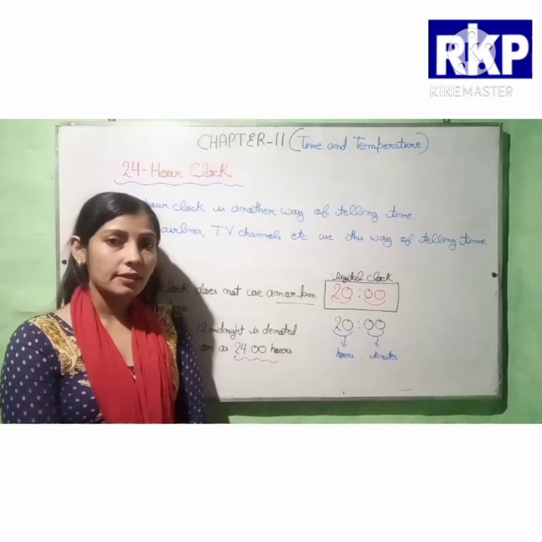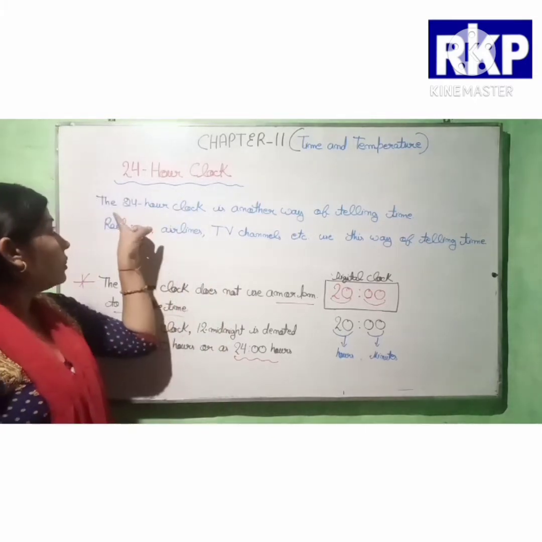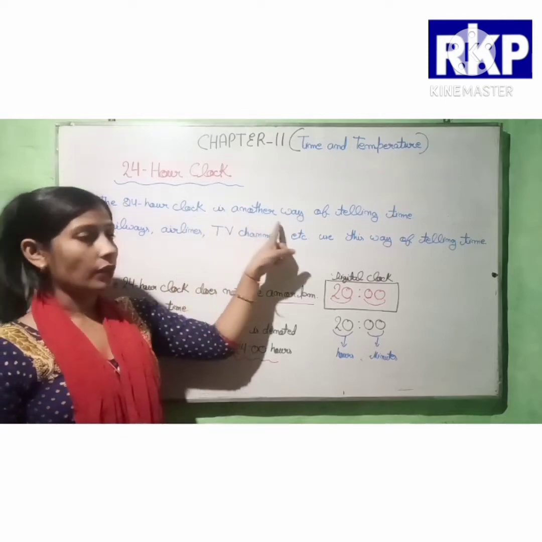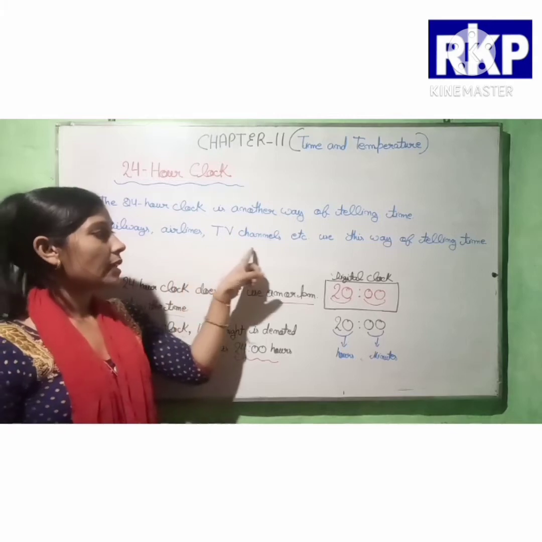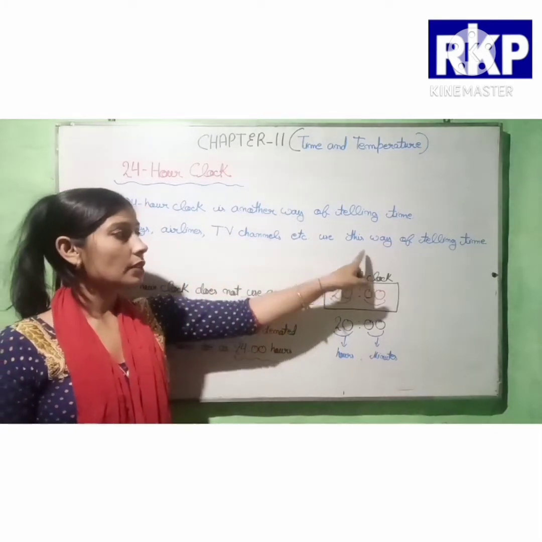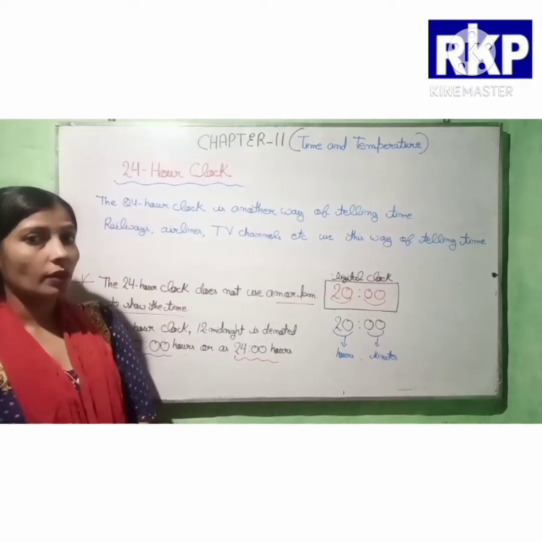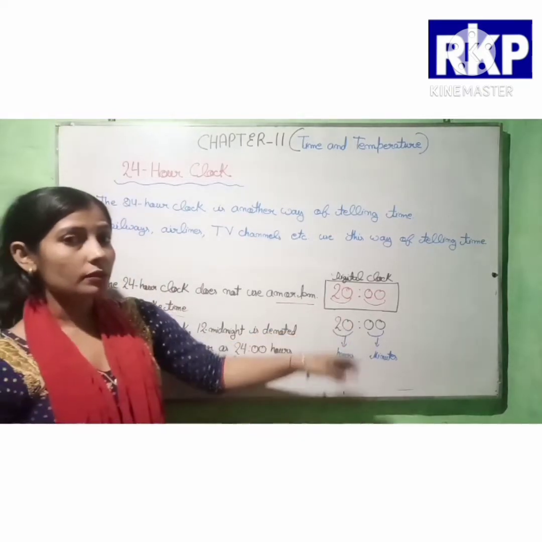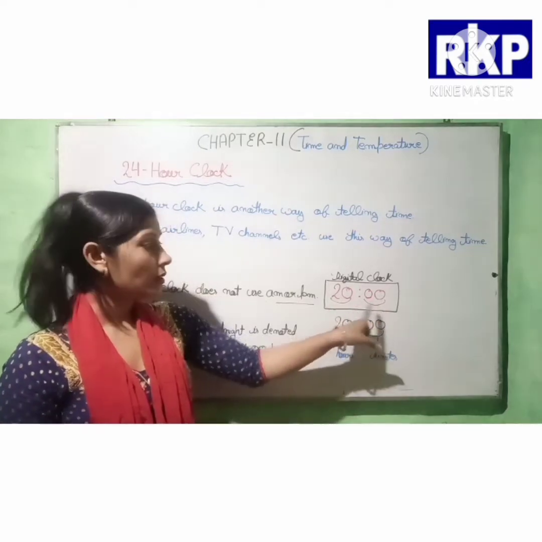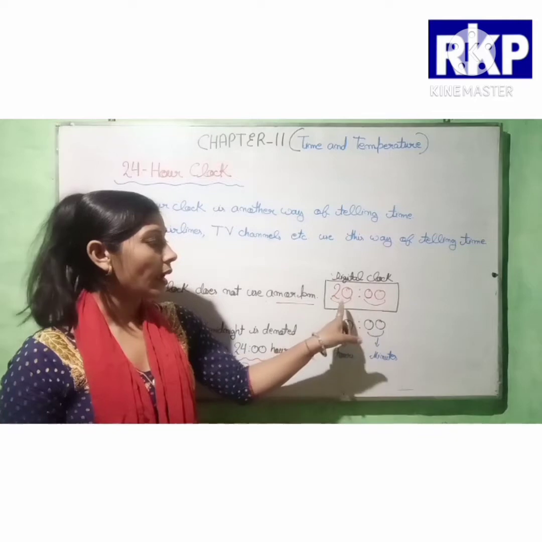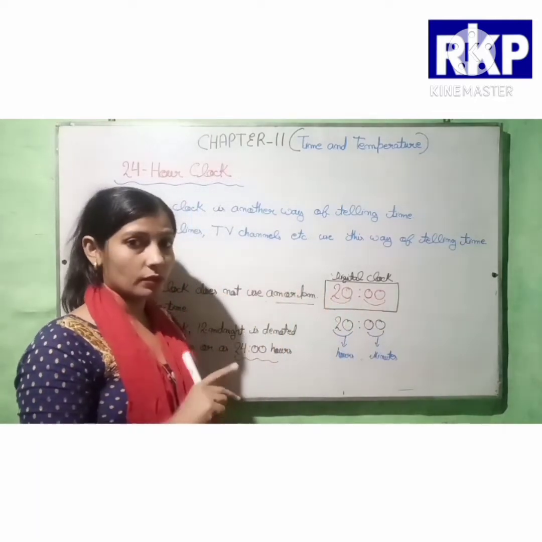Now students, let us see what is the 24-hour clock. The 24-hour clock is another way of telling time. Railways, airlines, TV channels, etc. use this way of telling time. And in the 24-hour clock, the time is written in 4-digit form. Here you can see we have one digital clock and here the time is written in 4-digit form.